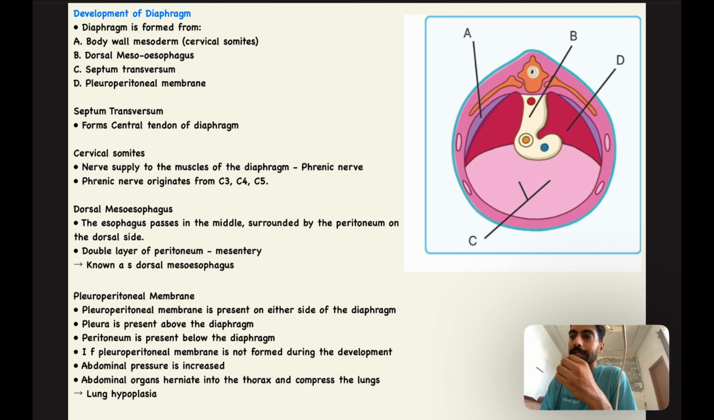So we have two layers. This is our pleuroperitoneal membrane. Above is our pleura, and below is our peritoneum. Okay, so if this pleuroperitoneal membrane is not formed during the development, then abdominal pressure will increase, which will shift the abdominal organs up to the thorax region. Abdominal organs herniate into the thorax and compress the lung, which can cause lung hypoplasia.